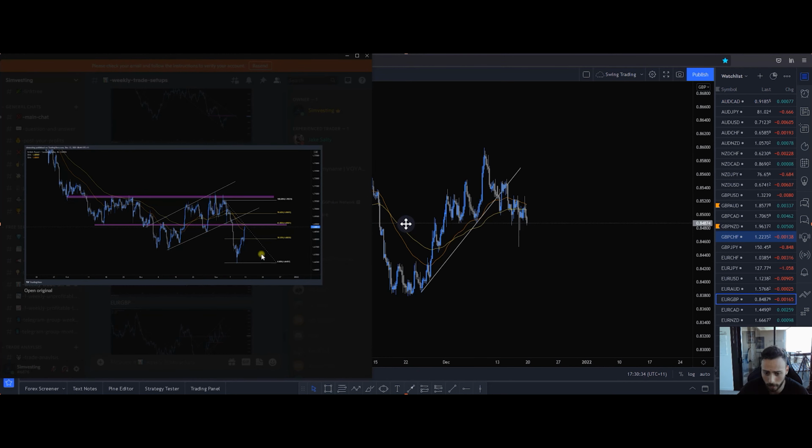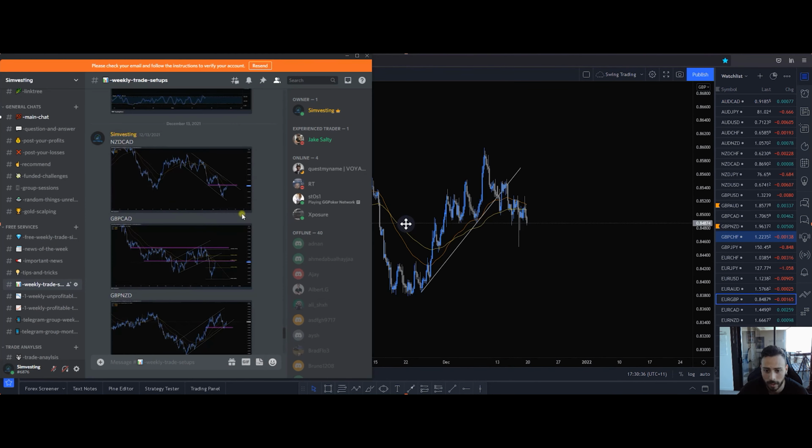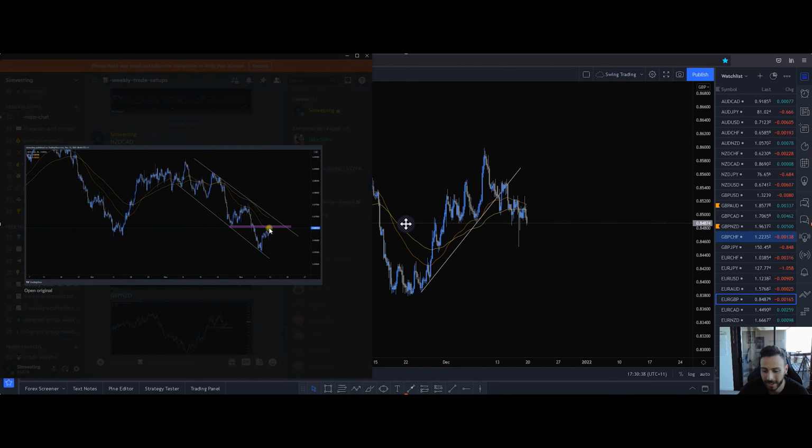GBP CAD, so obviously a sell position there. Another New Zealand CAD on a sell. That probably isn't the strongest area of value because I would sort of wait for price. Price might not do this, but if it did come to the corner of this trend line, that would be a really, really strong setup for me.